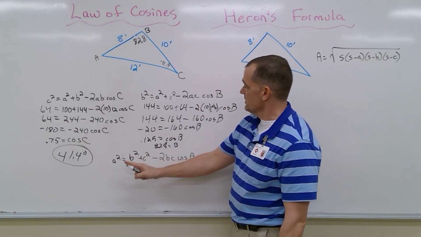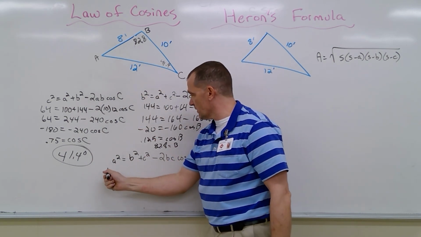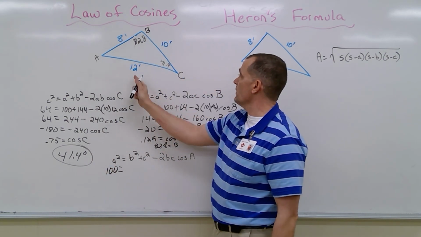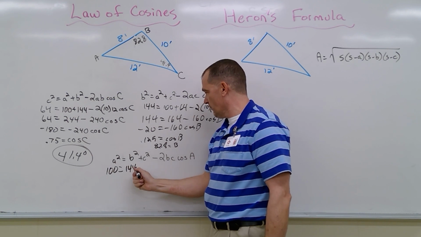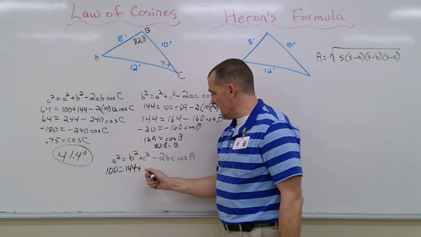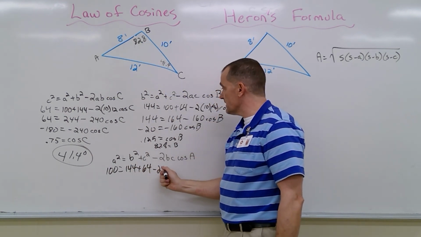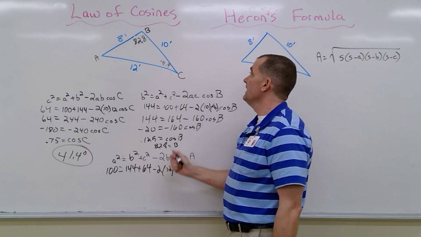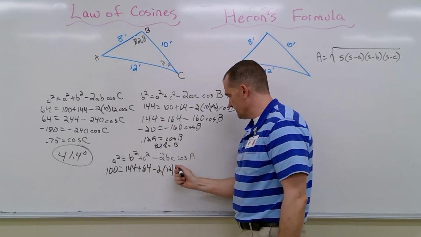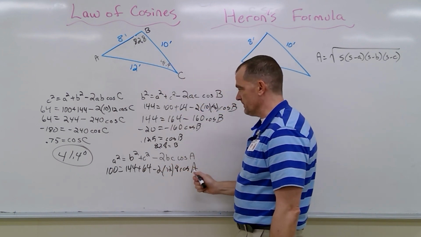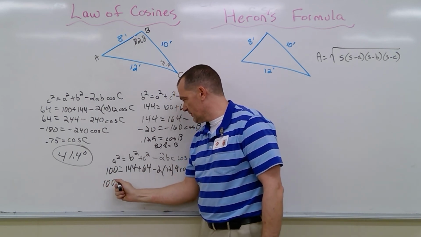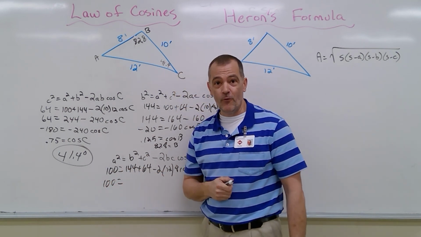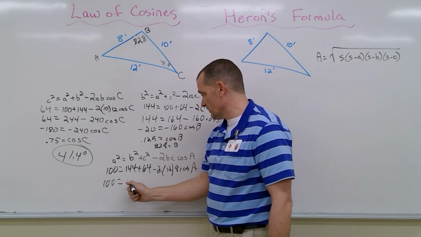of cosines. So once again, a squared is 10 squared, which is 100. B squared is 12 squared, which is 144. C squared is 8 squared, which is 64, minus 2 times b, which is 12, times c, which is 8, times the cosine of a. So very quickly, this is 100 equals 144 plus 64. That's pretty easy to do in our head.